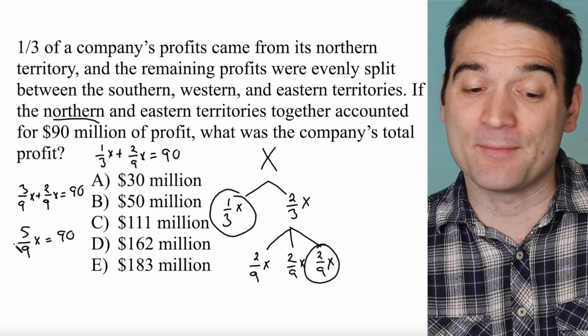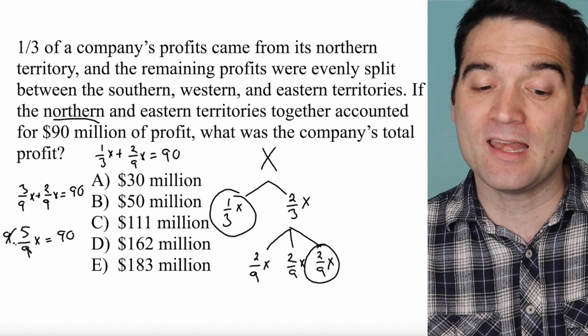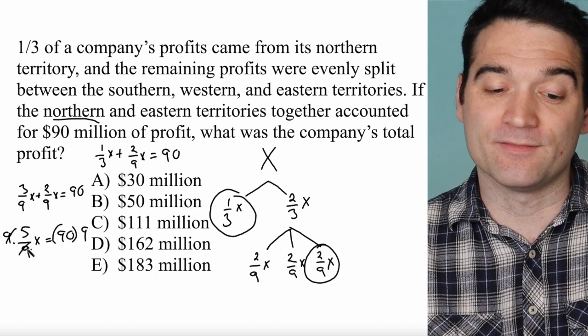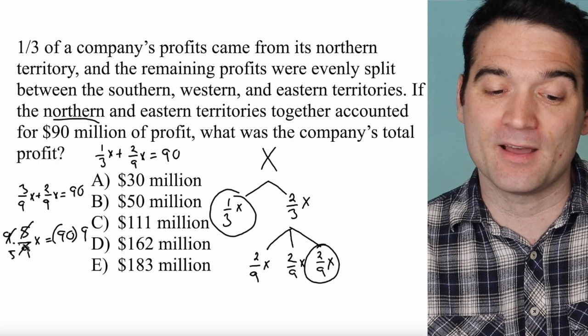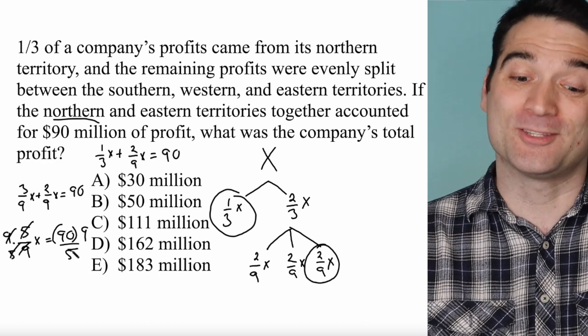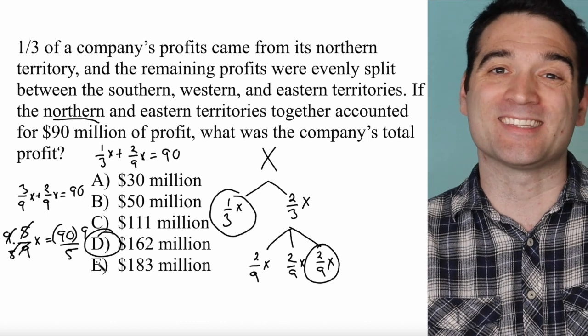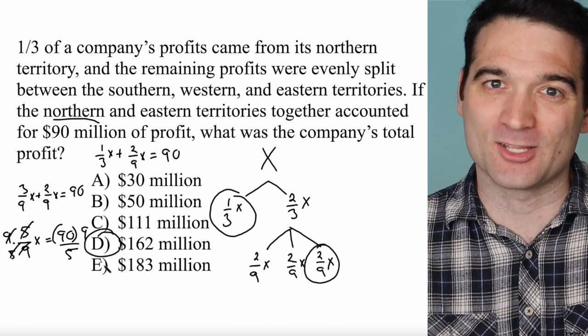To isolate X, I'm going to multiply both sides by 9, and divide by 5. I'll divide that by 5, and divide that by 5, and when I do that, it comes out to $162 million. D is the correct answer on this one.